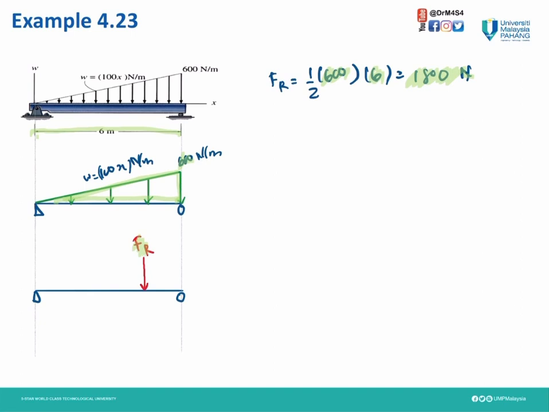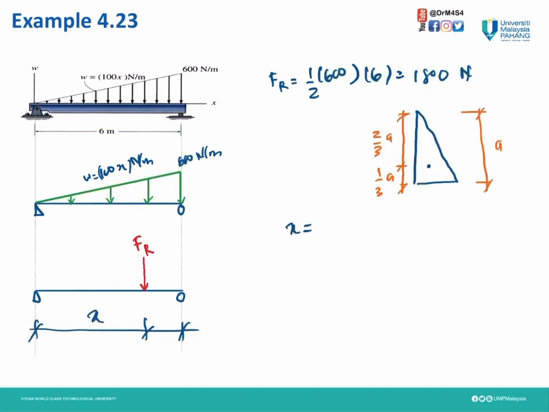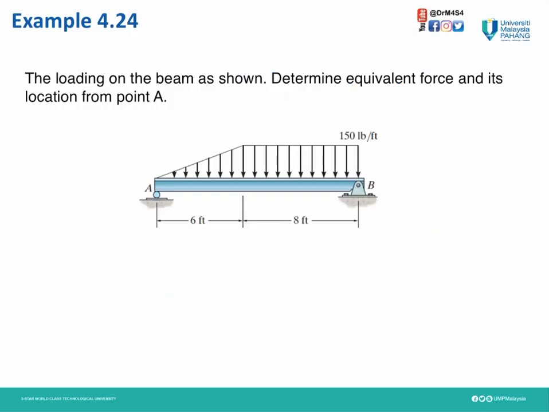So we need to find the location of our FR. Back to the basics, for the triangle, the centroid is normally 2/3 of A from this side, or 1/3 of A from this side, and the total length is A. Then our X is the total length 6 minus 1/3 times A, so 1/3 of 6, and the answer is 4 meter from the pin support, and 2 meter from the roller support. We are done with example 4.23.